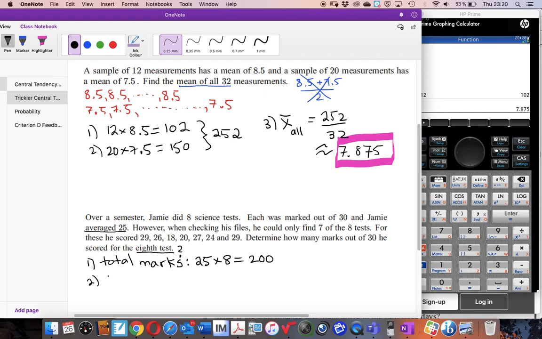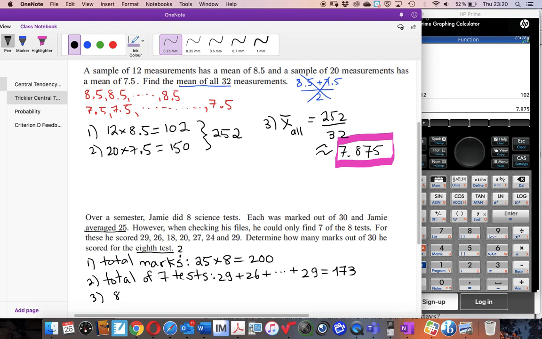Okay, then what we're gonna do is we're gonna find the total that he got for the 7 tests that he didn't lose. Okay, so we're gonna add all of these up. So we're gonna go 29 plus 26 plus 18 plus 24. I'm gonna skip writing it all out. And so that is going to be 173. Okay, so you can think about it as he found 173 of his marks.